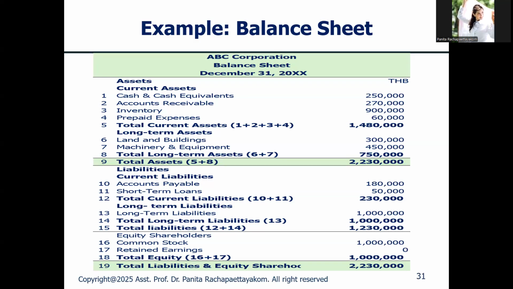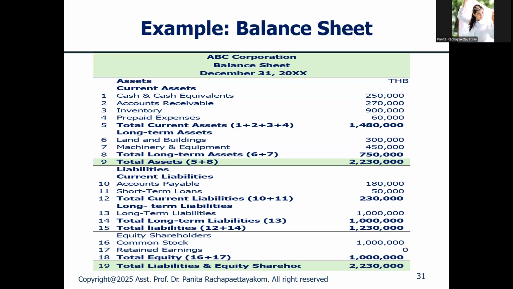The current assets are sequenced by liquidity: cash and cash equivalents, followed by accounts receivable, inventory, and prepaid expenses. You then sum up the rows, that is, row numbers 1, 2, 3, and 4, right? Here you then get the total current assets.